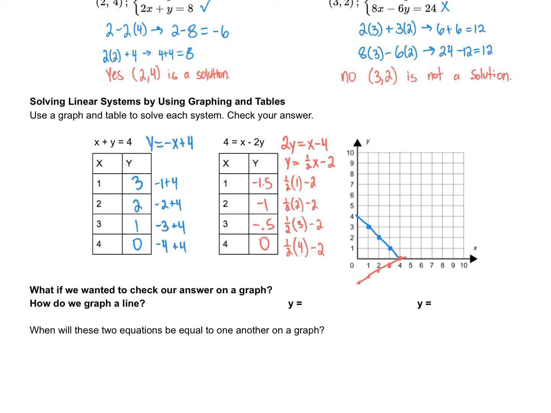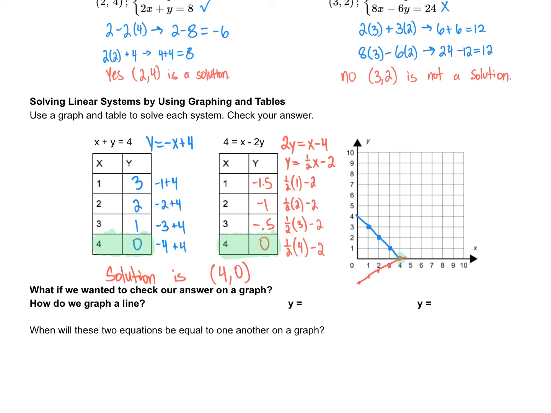So if we were looking for our intersection point, right there. Or if we look on our graph, if we plug in 4, we get an output of 0 in both of our equations. So that's the point that would work for both. So our solution is (4, 0).